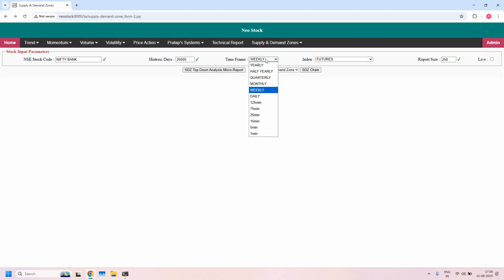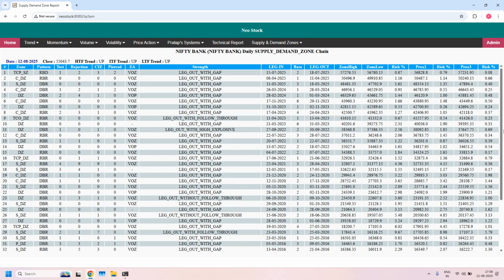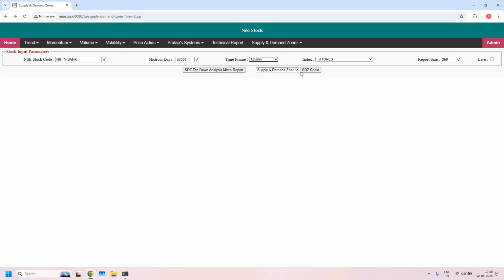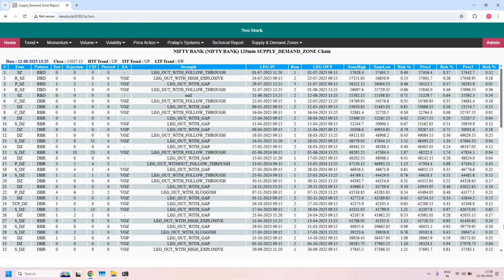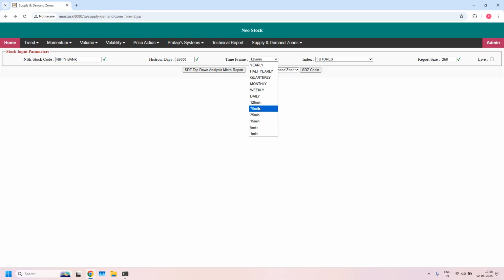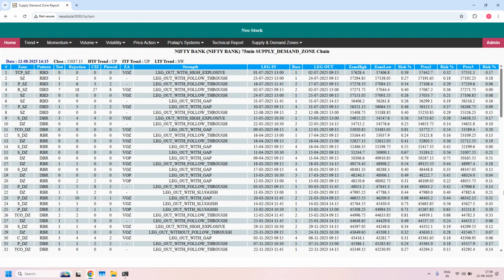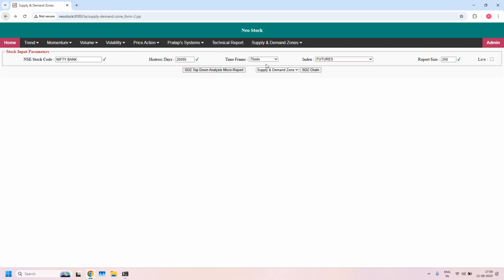Okay, next, generating daily supply demand zone chain for BANKNIFTY. Next, generating 125 minutes supply demand zone chain for BANKNIFTY. Next, generating 75 minutes supply demand zone chain for Bank Nifty. Next, generating 25 minutes supply demand zone chain for Bank Nifty.